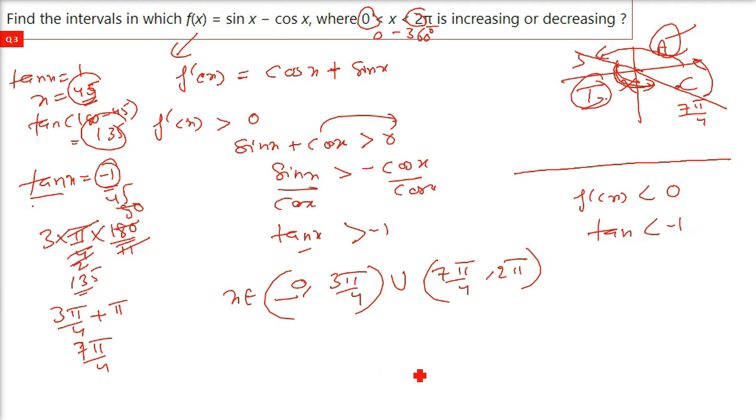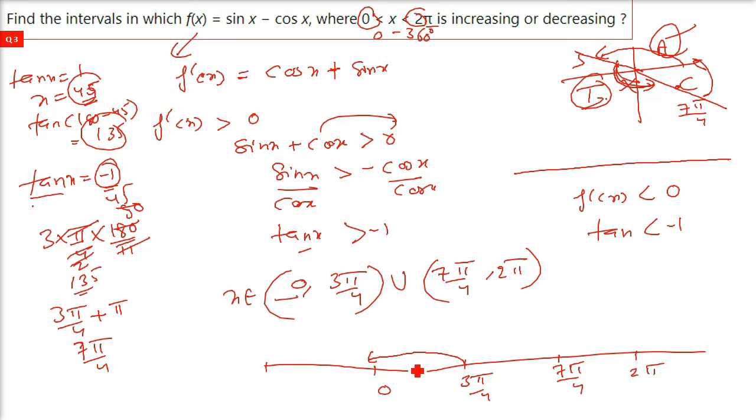0 to 3 pi by 4 and 7 pi by 4 to 2 pi. Well, now what is less than negative 1? All those places in this range, 0 to 2 pi, which we made the interval combined, where tan x is not greater than negative 1, that is, it is less than negative 1. See, 0 to 3 pi by 4, it is plus, it is increasing. 7 pi by 4 to 2 pi, it is increasing. When will it be negative? It will be between 3 pi by 4 and 7 pi by 4.